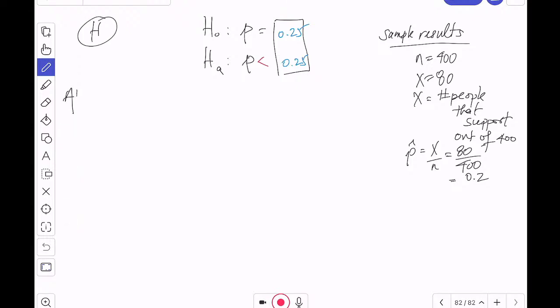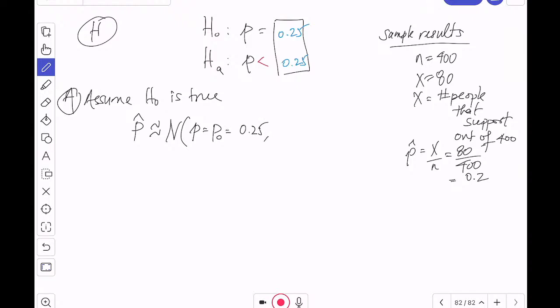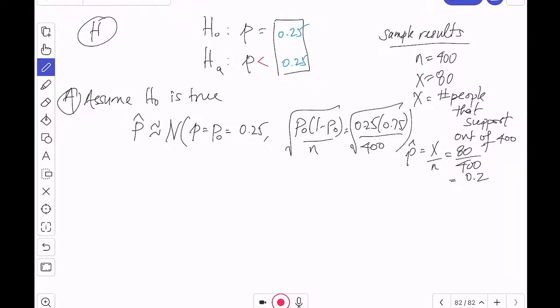Then A is for assume. Assume H naught is true. It means that the sample proportion comes from a distribution of proportions where the mean, or the expected value, is just the hypothesized value, because we assumed it's true. And the standard deviation by the theory should be this. So we have to calculate that. That's the square root of 0.25 times 0.75 over n, which is 400.